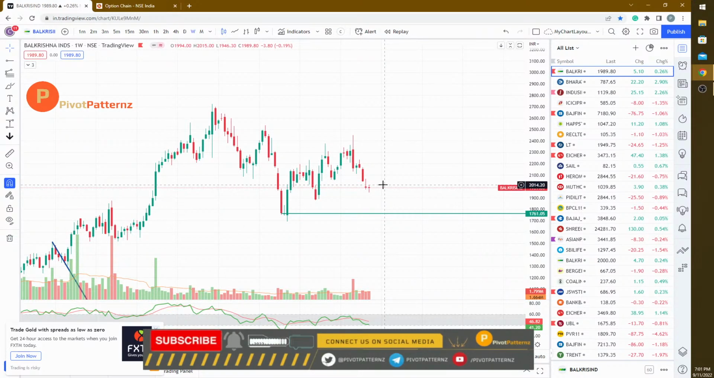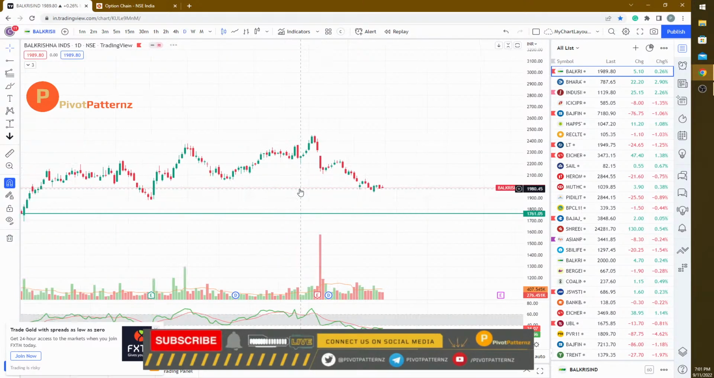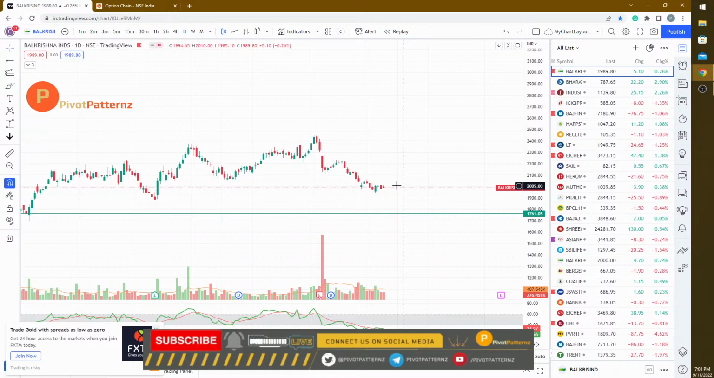So if it trades above this, that is 2020, then you should look for a buy, or else I don't see it. What I see is, there can be a small gap down and it can test this. That's my concern. What I see on the weekly is that this zone has to be tested. So I don't see any buy opportunity right now, to be very honest.